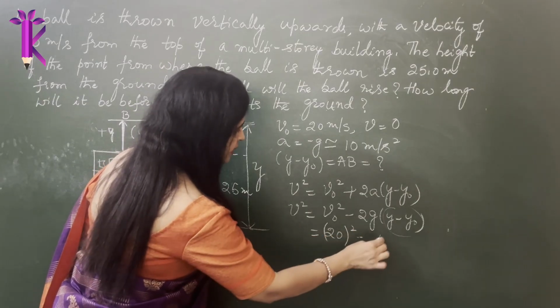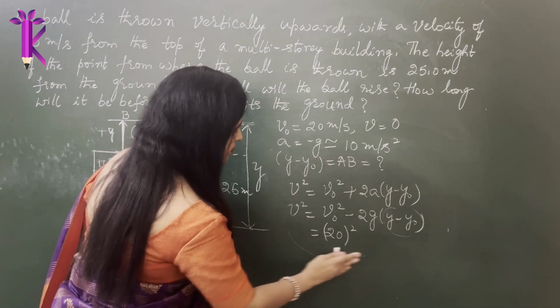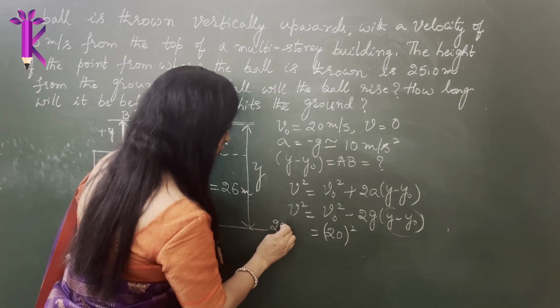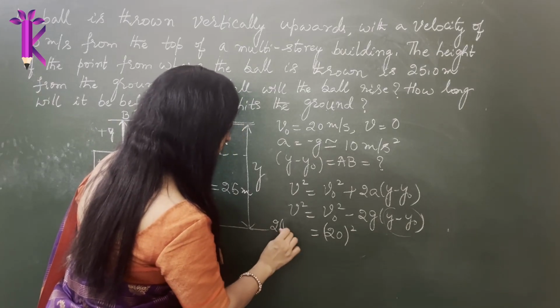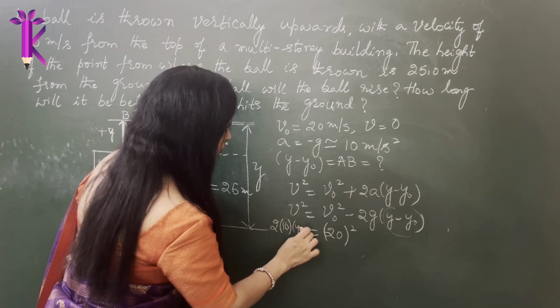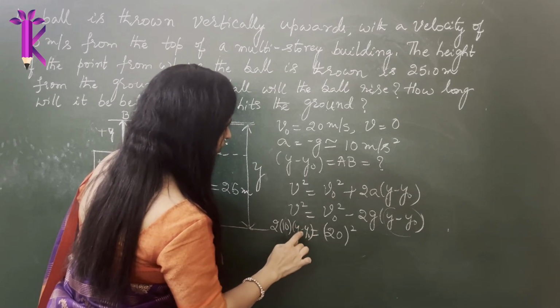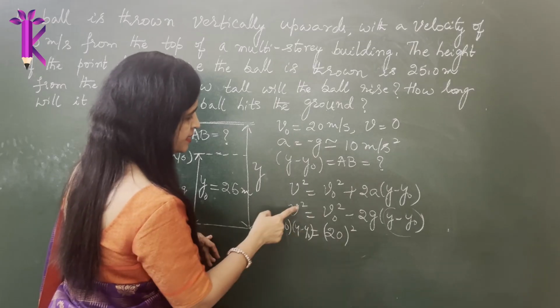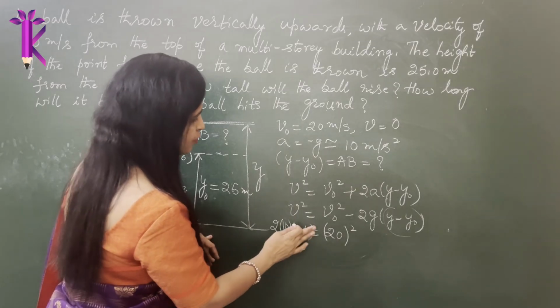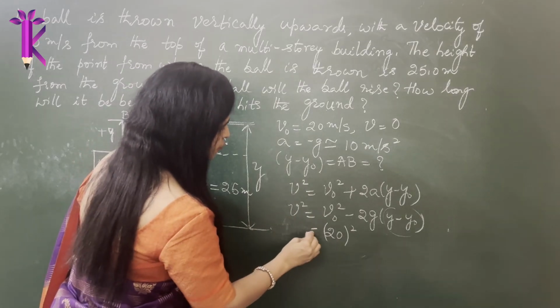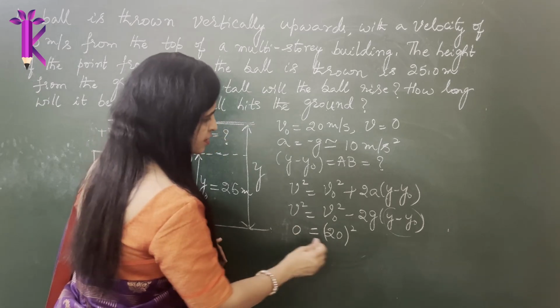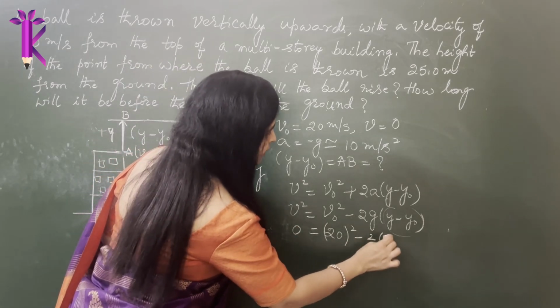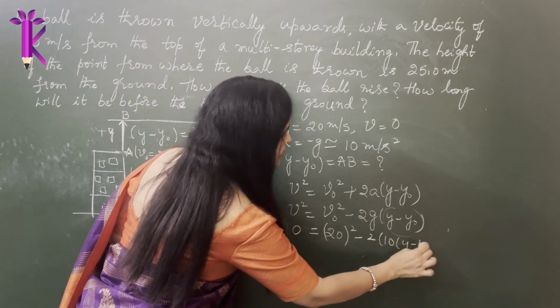I'll bring this minus 2g to this side, so that becomes plus 2g. g will be 10, so 2 into 10 into y minus y naught. How did this minus sign go? Because I brought this here. How did I bring this here? Because v was 0. If you want, I can write one more step for those of you who do not follow. So this is 0 minus 2 into 10 into y minus y naught.